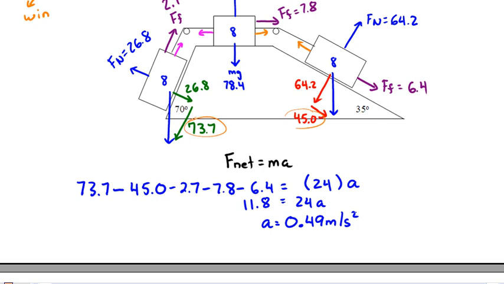Always thinking about C for cosine, C for crush for that mg part that goes into the hill, and the Fn's the same as that. And then S for sine, S for slide for the slippery part of gravity trying to get it along the hill. And this is the end of the first chapter review.